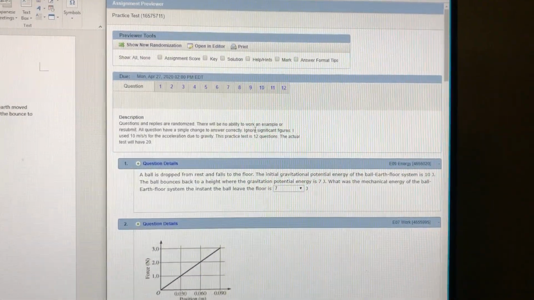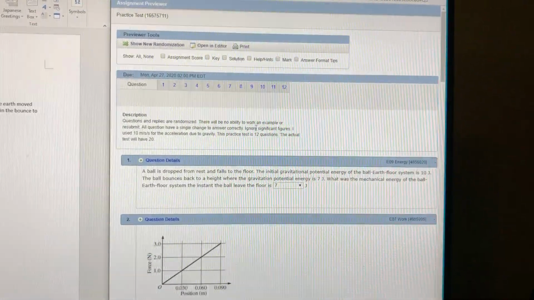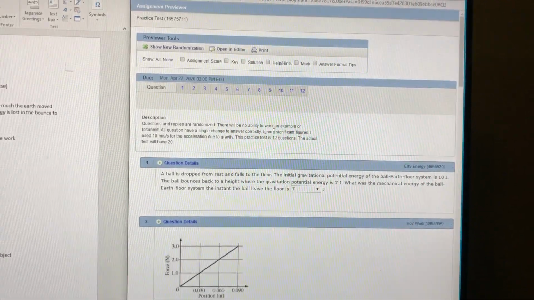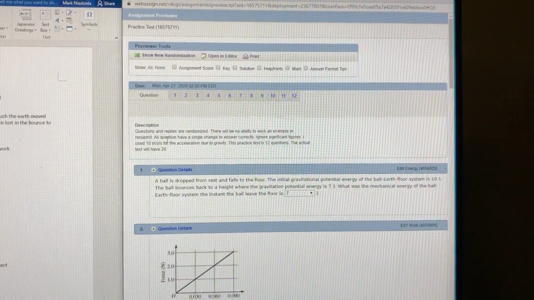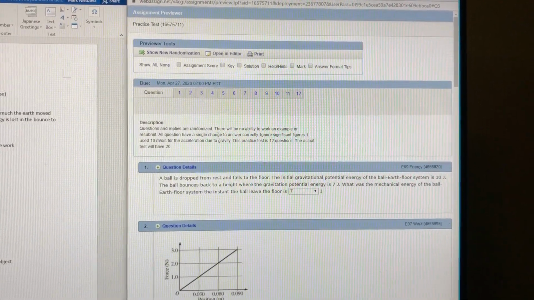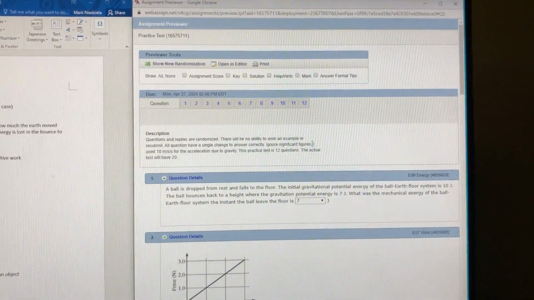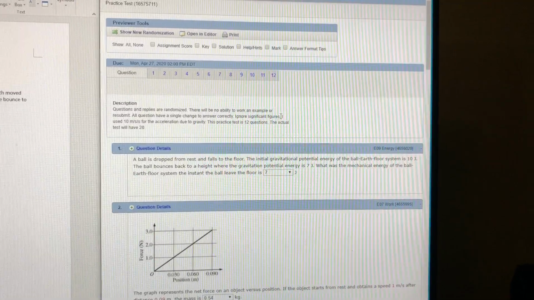And because this is a test and not a homework assignment, before I gave you 6 attempts to get it right. In this case, you just have one shot to get it right. It's completely multiple choice. All questions have a single chance to answer correctly. There's no sig figs, so there's Perl programming going on behind each question.